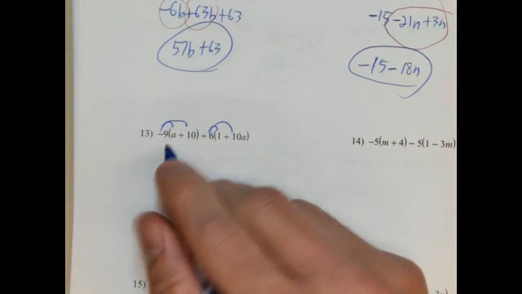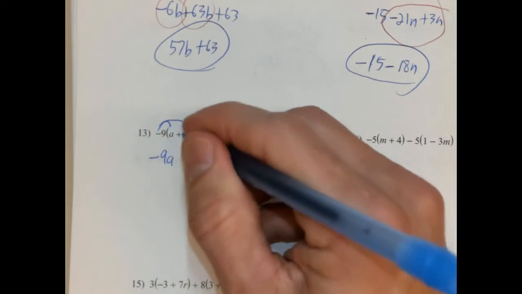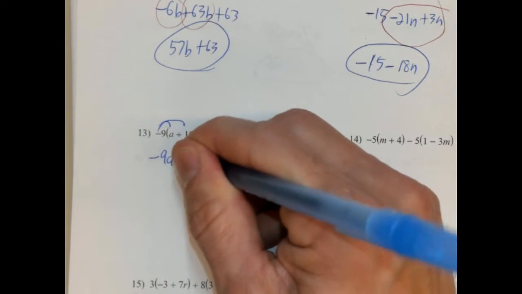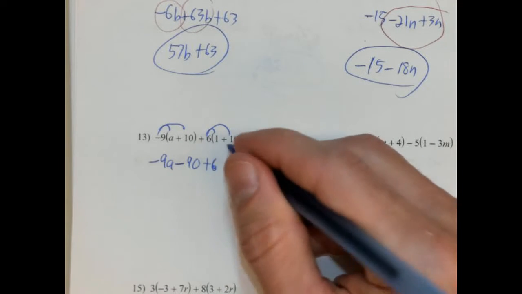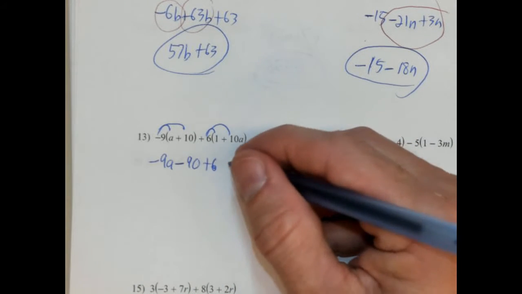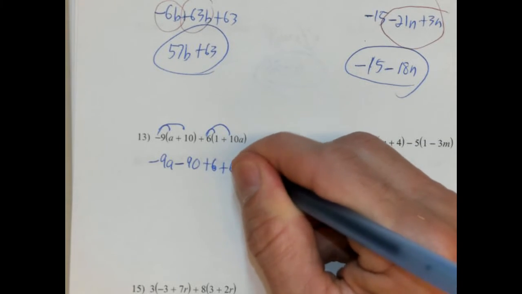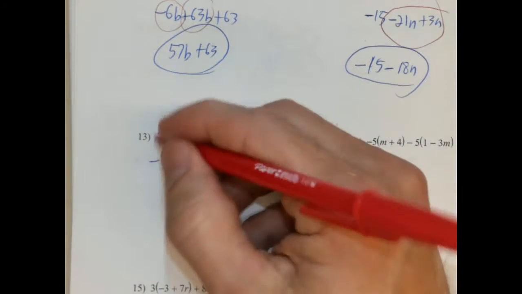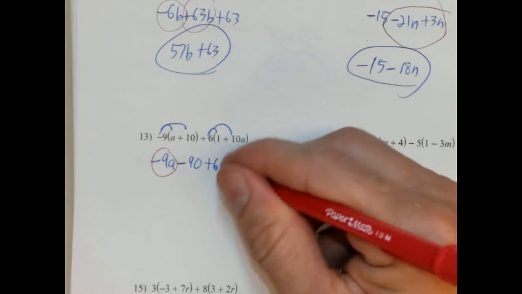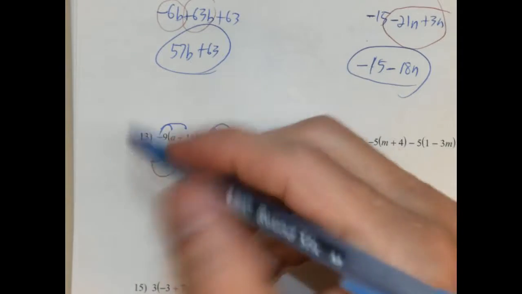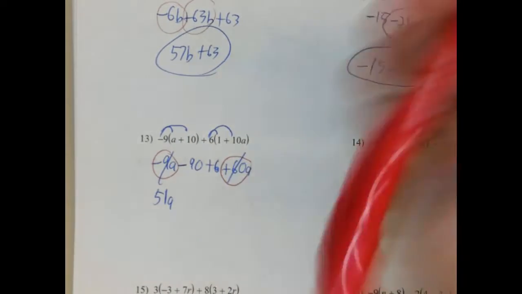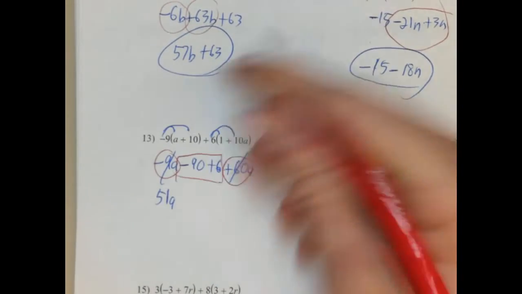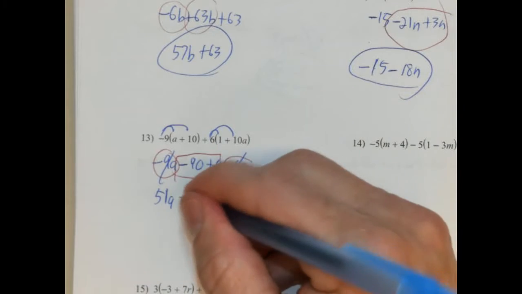Okay, so negative 9 times a is negative 9a. Negative 9 times 10 is negative 90. 6 times 1 is 6, and it's positive because they're both the same sign. And then 6 times 10 is positive 60a. Now we're going to combine like terms. So negative 9a plus 60a, that'd be positive 51a. And then negative 90 plus 6 would be negative 84.